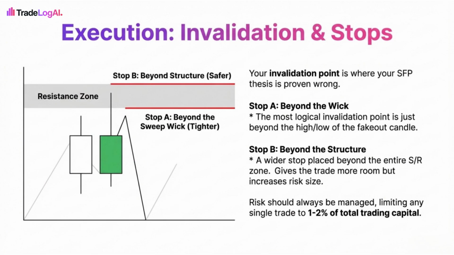Your stop goes where the SFP thesis is proven wrong. Stop A is tighter, just beyond the high or low of the sweep wick. Stop B is wider, beyond the entire structure or SR zone, giving the trade room to breathe but requiring smaller size. The key is consistency. Your stop is not a guess, it's invalidation.